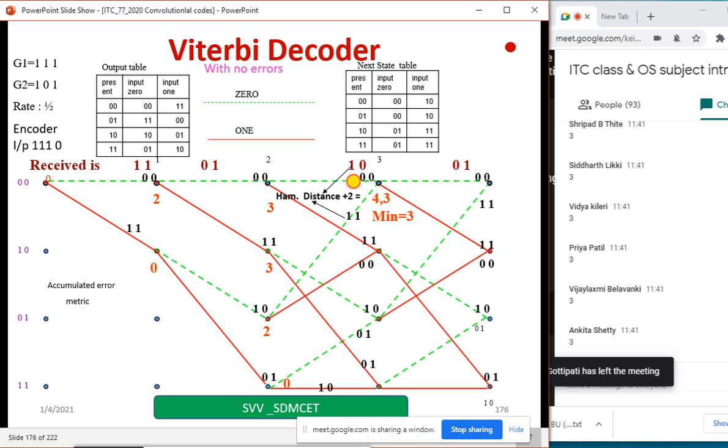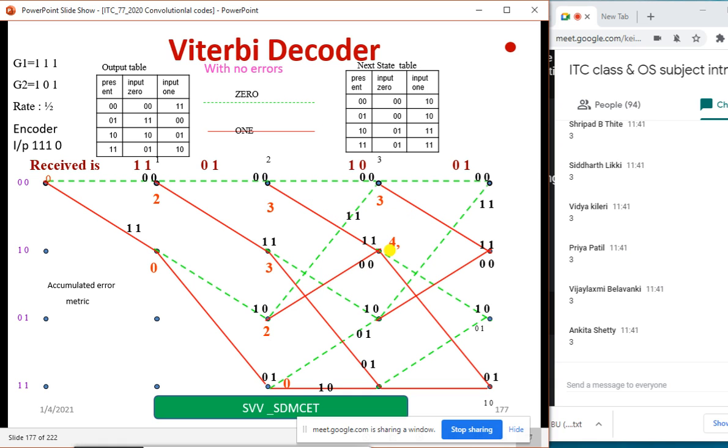Another entry is 0 0 1 0. You compare, previous 2 you add, and you will get something comma something. Whichever is minimum, that you have to keep. For example, 1 0 and 1 1 Hamming distance is 1. Previous is 3, total it will become 4. One more entry: Hamming distance between 1 0 and 0 0 is 1 plus previous 3. So it will become 4 comma 3. Minimum will be 3. So like that you have to continue.